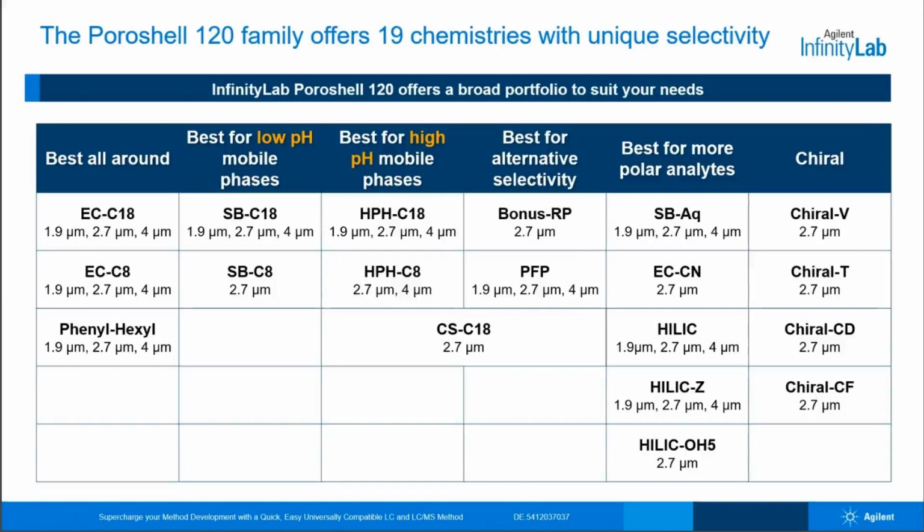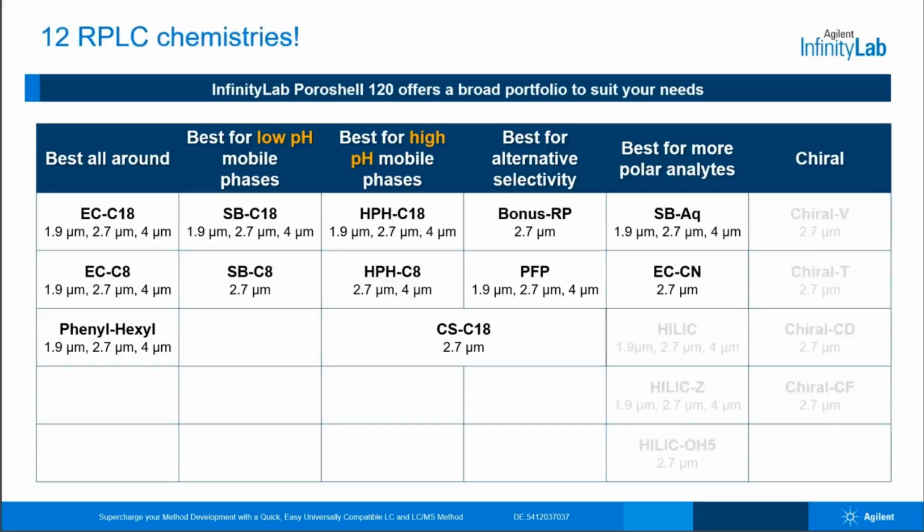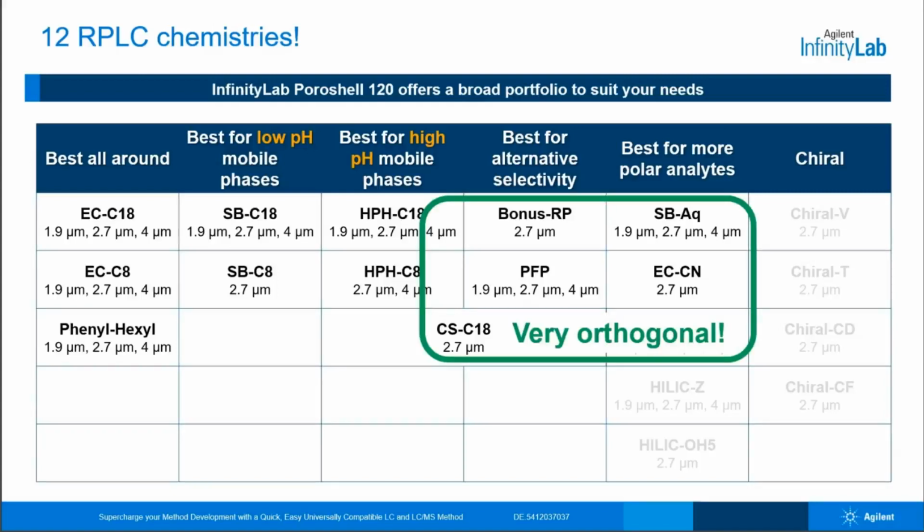That is why we have 19 chemistries on Poroshell 120, each with unique selectivity and all with the performance and pressure benefits of superficially porous particles. 12 of these phases are for reverse phase LC separations, with several being very orthogonal. If C18 columns are not working for your separation, this is where you would focus your attention.